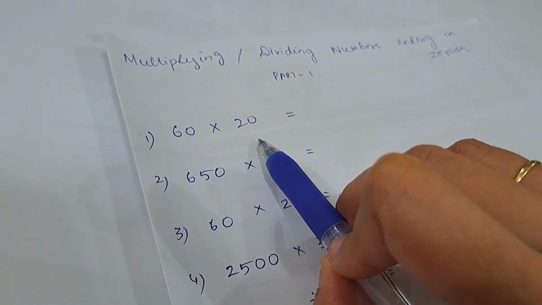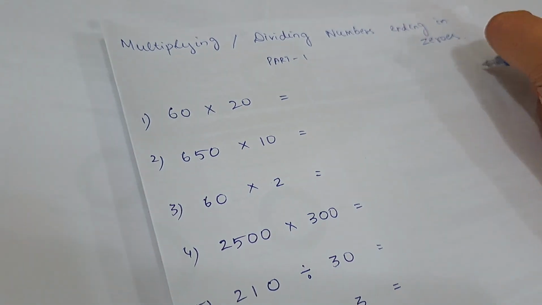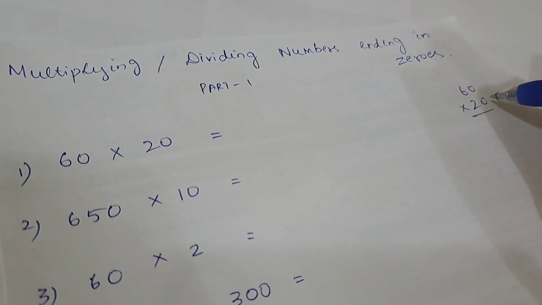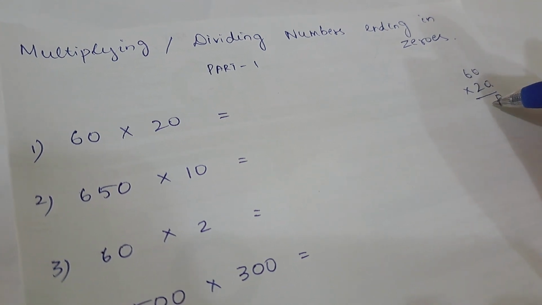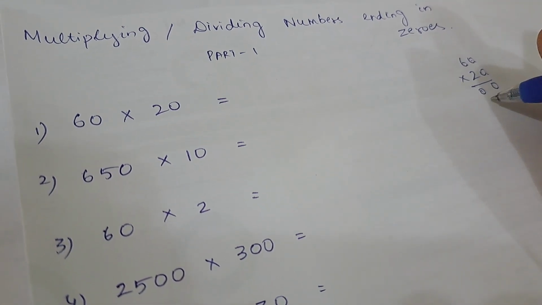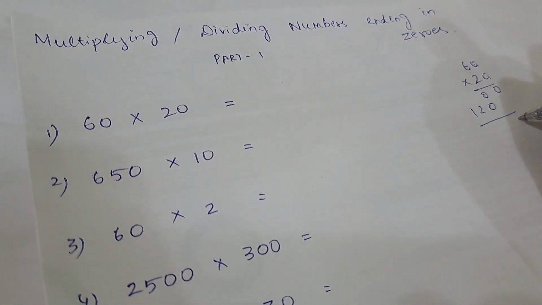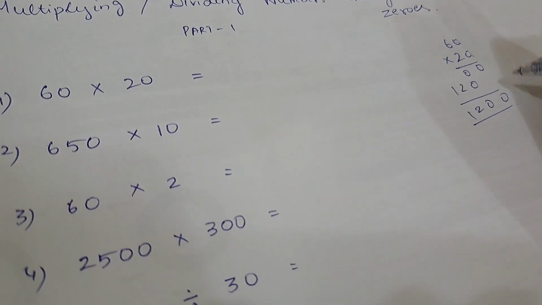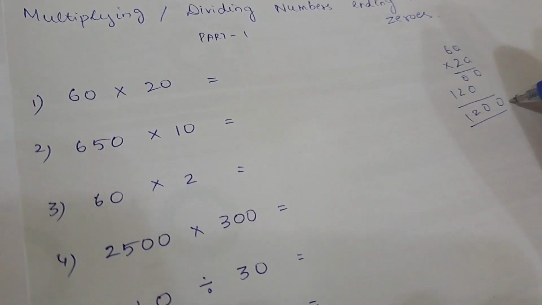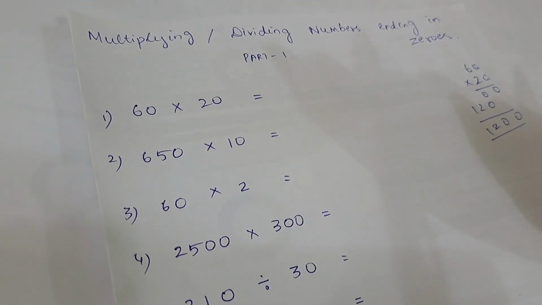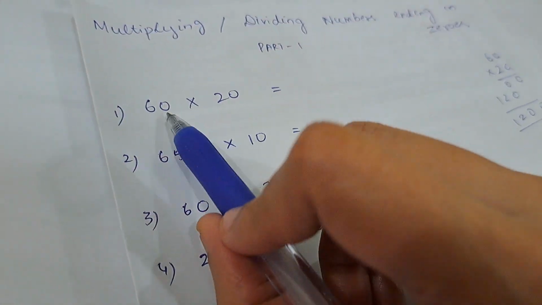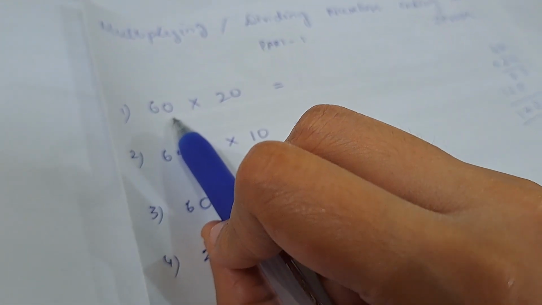60 multiplied by 20. You need not multiply the normal way like this, 0 multiplied by 0, 0 multiplied by 6 is 0. No, this is not the quickest way of doing it. Your answer might be right, but this is not the quickest method. So I'm here to tell you how to do it super quick.